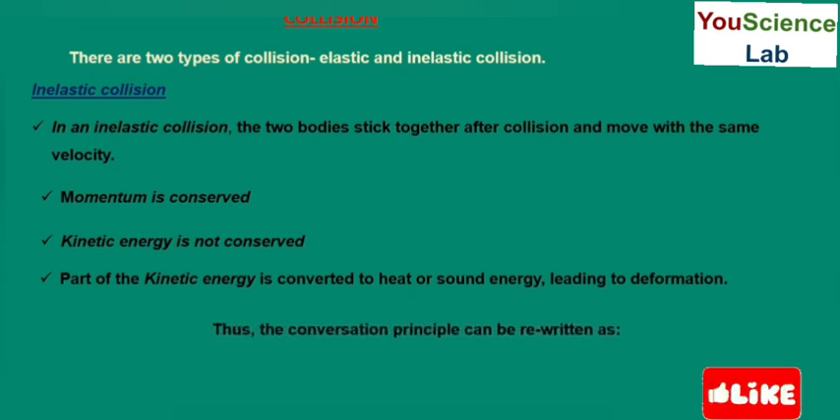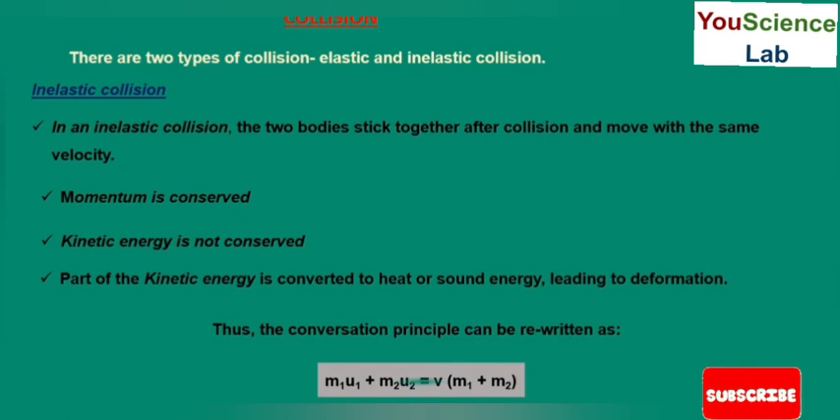Thus, we can rewrite the principle of conservation of momentum as m1u1 plus m2u2 is equal to v times (m1 plus m2), where m1u1, as usual, is the initial momentum of the first body, m2u2 is the initial momentum of the second body, v is the common velocity at which the bodies move together after sticking together after collision, while m1 and m2 are the masses of the first and the second bodies.